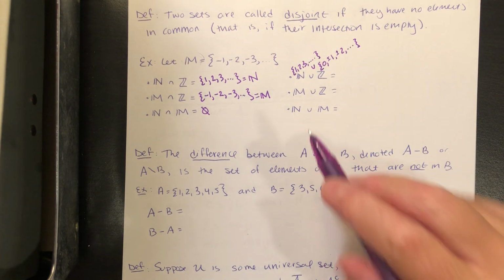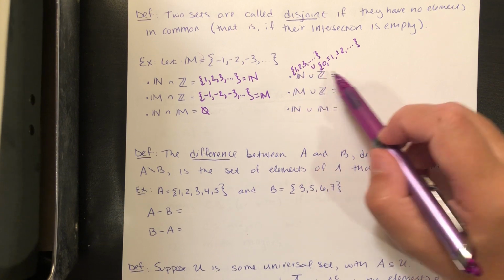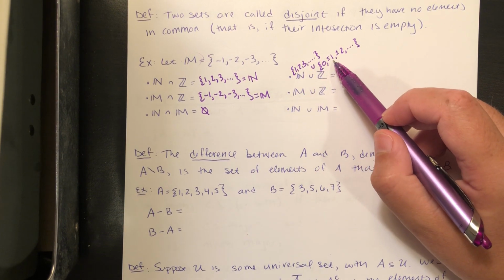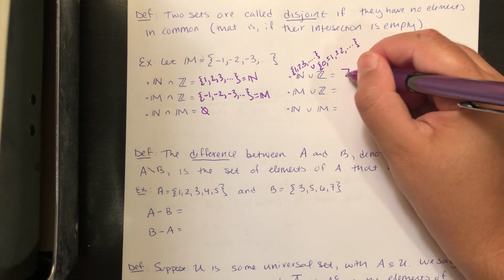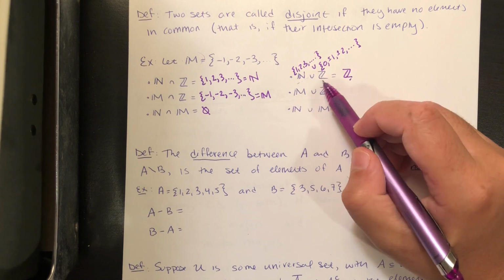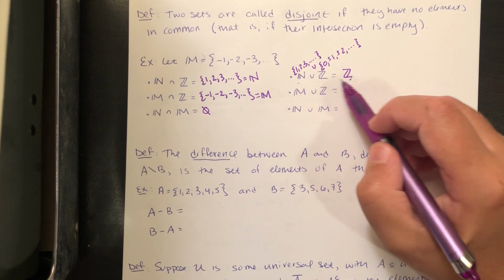Well, unioning them together isn't really giving you anything new here, right? By unioning in n, you're just putting in elements that are already there, which means you're just going to end up getting back out again this set of integers here. So n happened to be a subset of z. When we union these together, we got z.